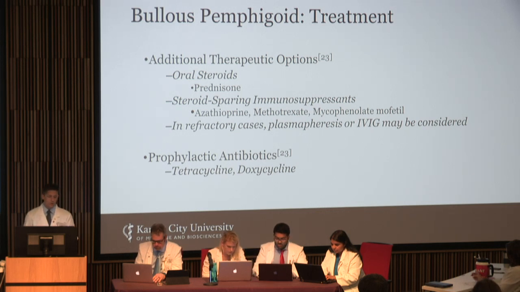It should be noted that although it's not a direct treatment for bullous pemphigoid, prophylactic antibiotics such as tetracycline or doxycycline should certainly be considered. The rationale behind this is that these patients have blisters, many of which erupt and become open wounds. We want to protect them from increased susceptibility to infectious agents.